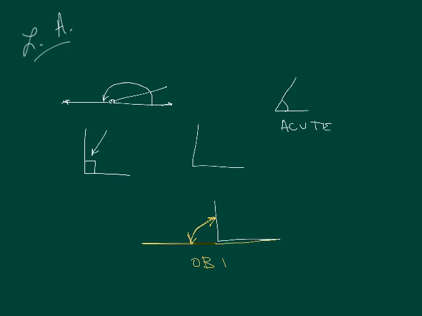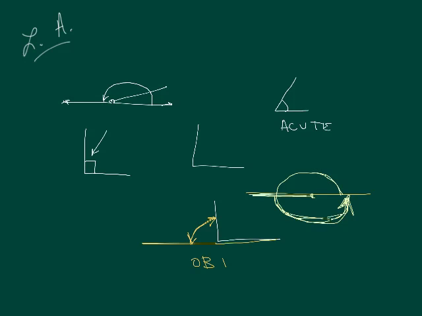And then a reflex angle would be all the other angles. An angle greater than a straight angle but less than two straight angles. So let me just draw where it would be. It would start here and go all the way over here up to here. So it would be somewhere between here and here, between 180 degrees and 360 degrees.